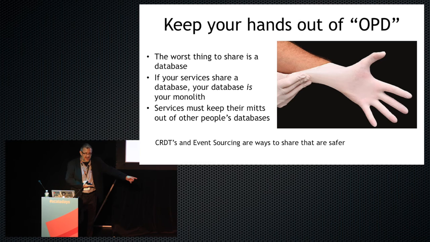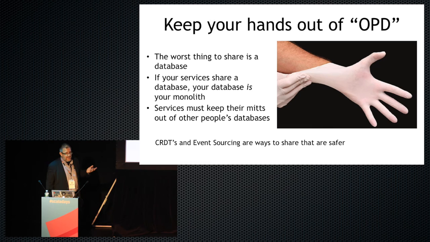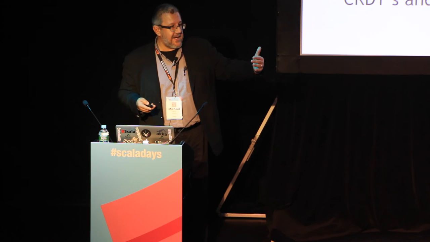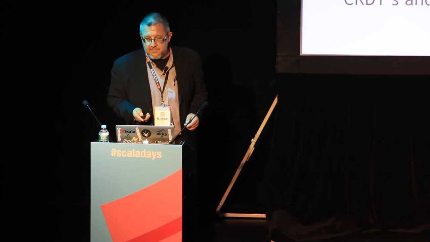Services have to keep their mitts out of other people's databases. They have to have their own independent source of private state, so therefore their own independent database storage mechanism. It doesn't matter what that mechanism is, as long as you don't share it with anybody else. CRDTs and event sourcing are ways to share that state. We talked about them before, where you broadcast a delta to the state and say, hey, anybody that cares, this just changed. If you need to update your local data store, knock yourself out.